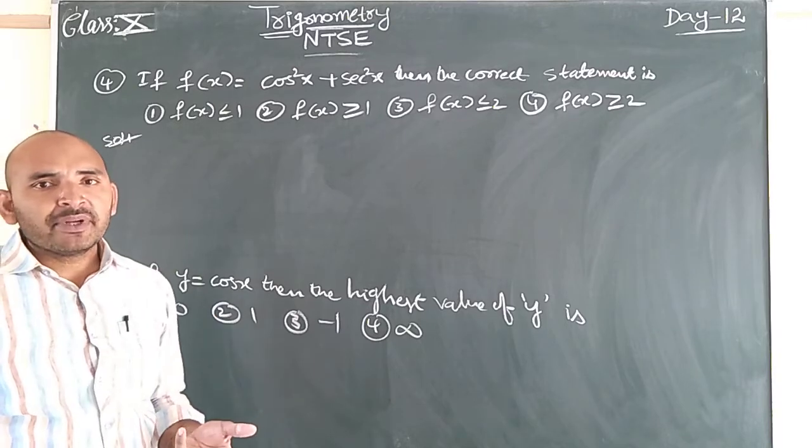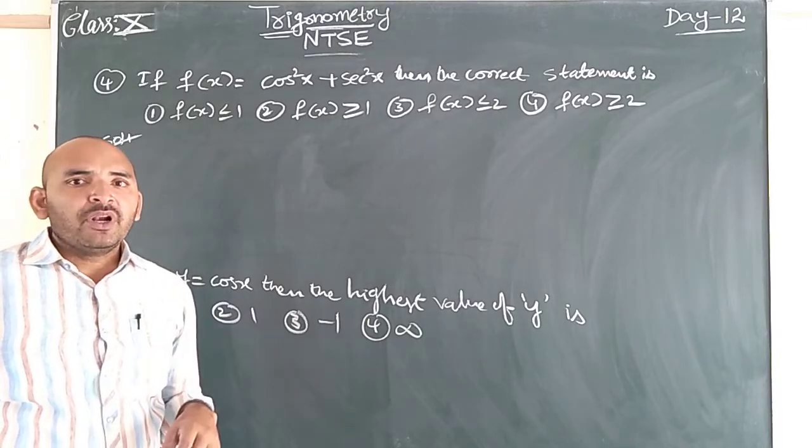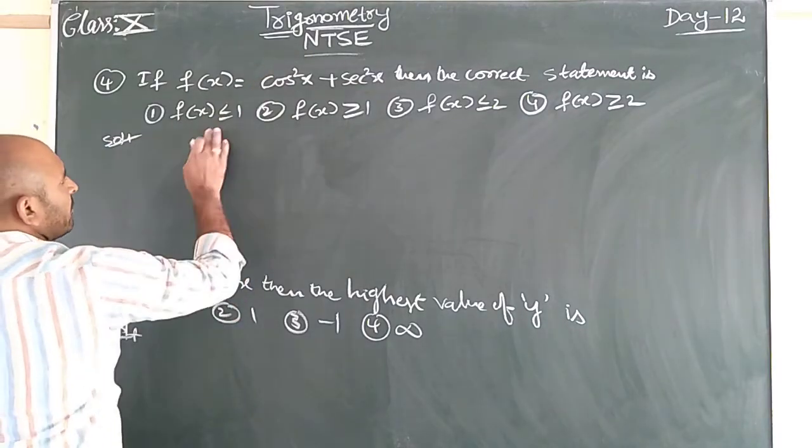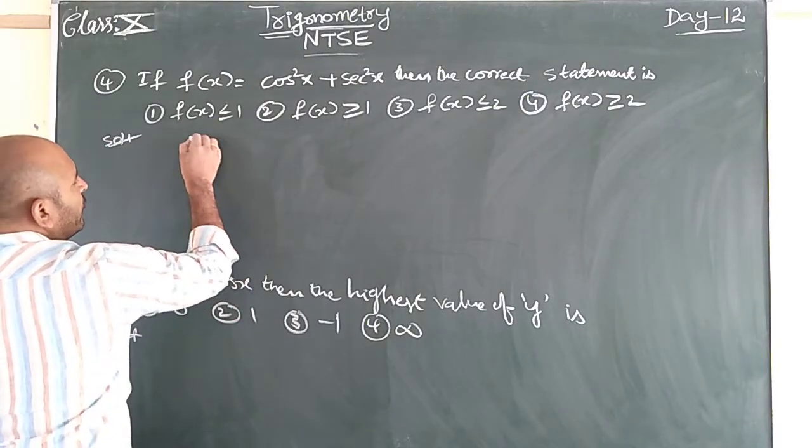Arithmetic mean of two numbers is a plus b by 2. Geometric mean of two numbers is root of ab. Three numbers. So here we know that condition.